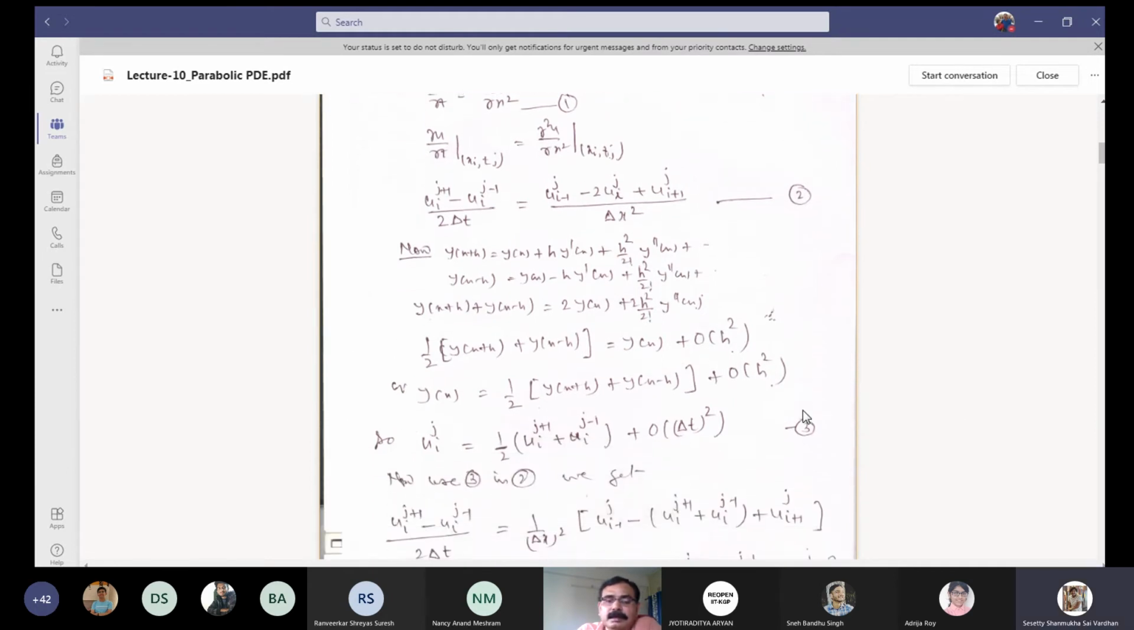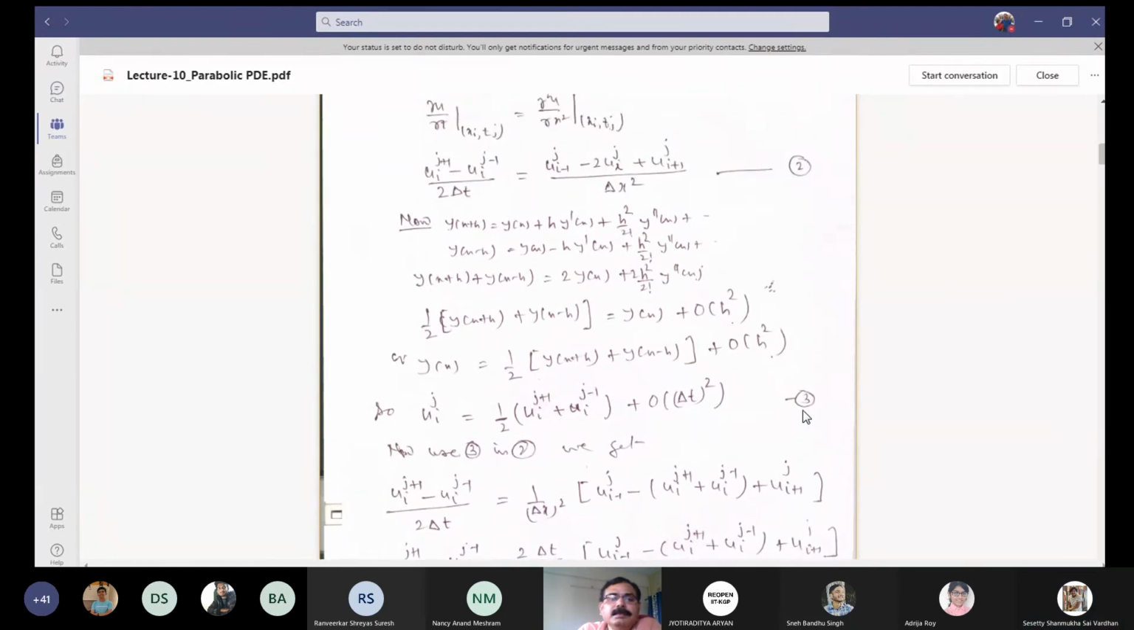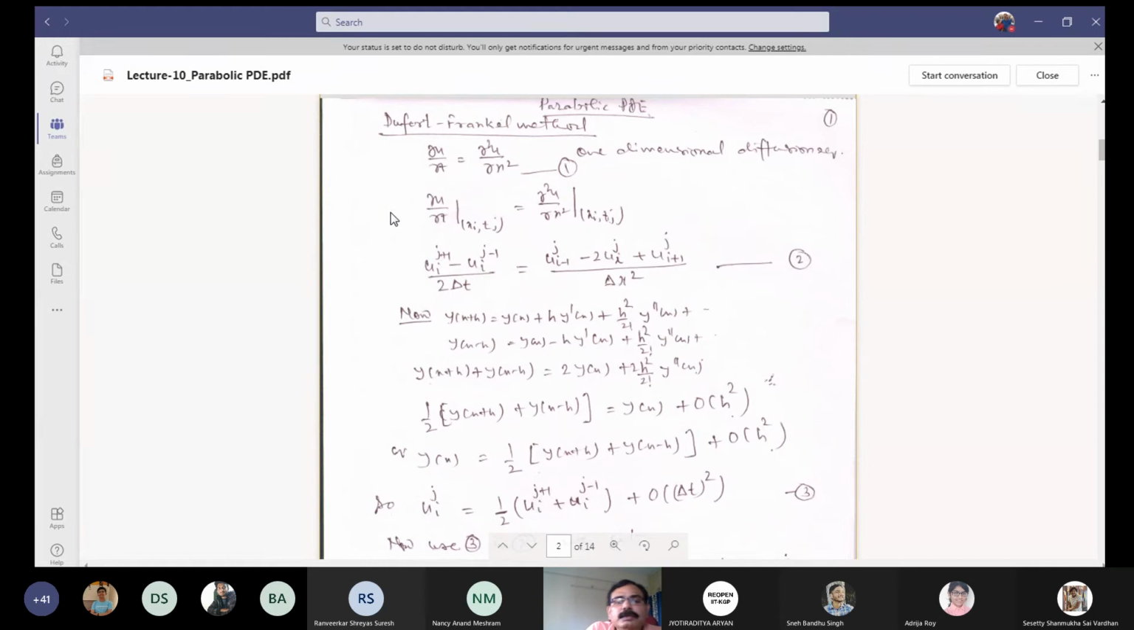Okay, so now I'm writing the scheme. I will use the central difference approximation for del u by del x square. So that will be u(i-1,j) minus 2u(i,j) plus u(i+1,j) divided by delta x square. On this side, again the central difference approximation is used for the j part. So this will be u(i,j+1) minus u(i,j-1) divided by 2 delta t, right? Both sides central difference.